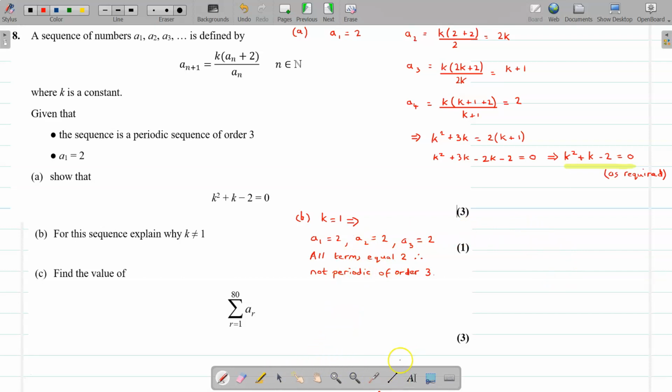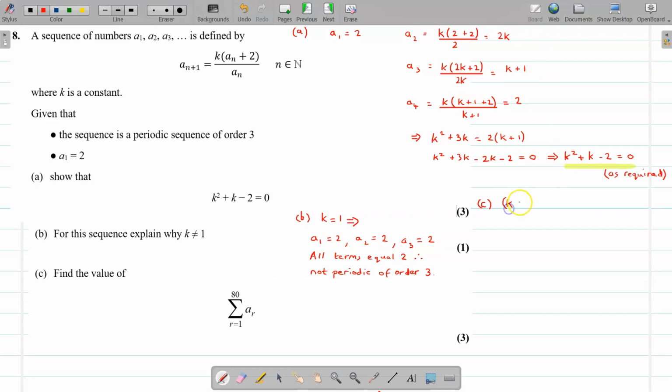Okay, so next for part C, we have to find the value of this series. Now, what we're going to do is recognize that if we've got 80 terms altogether, we can group them in 3s, because every 3 terms will be the same. And we're also going to need to know the value of k. So I'm just going to solve this quadratic here as well. I'm going to do that first, actually, because we need to know what k is to work out what the values of these first 3 terms are.